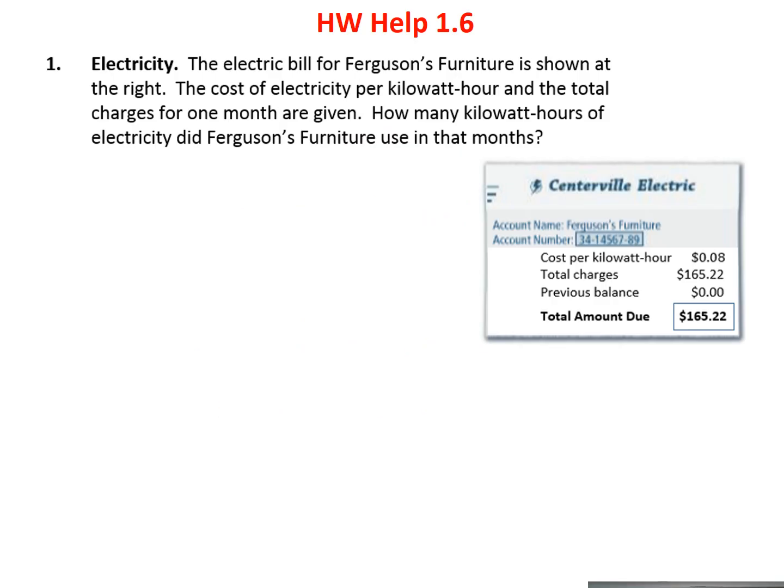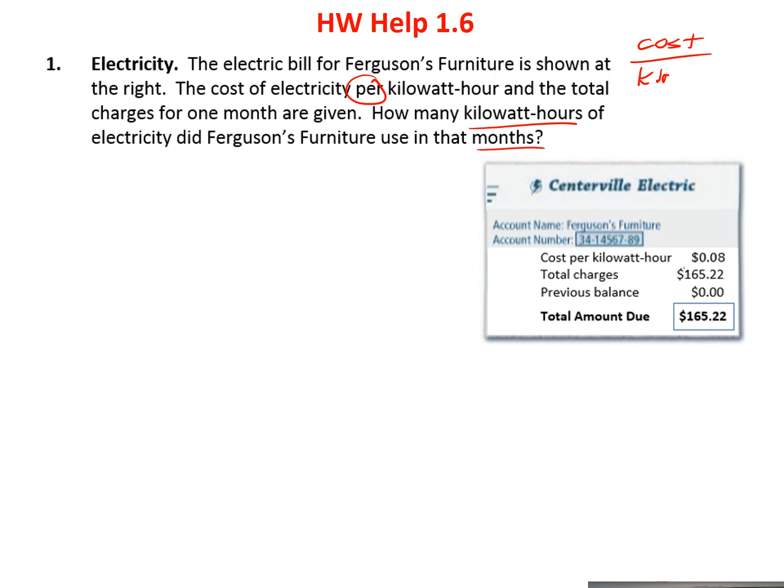And you'll notice here that it gives us the electric bill for the Ferguson family shown at the right, and the cost of electricity per kilowatt hour. Remember, the "per" tips you off that we have cost divided by kilowatt hour, okay? And the total charges are given. They want to know how many kilowatt hours of electricity they used in 1 month.